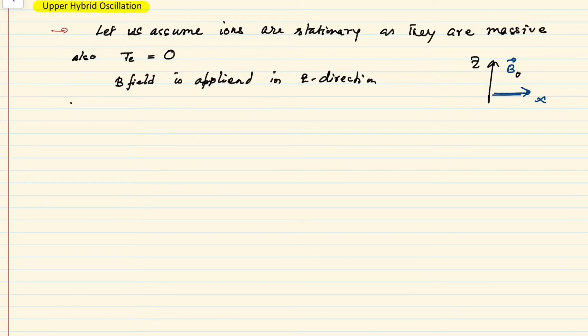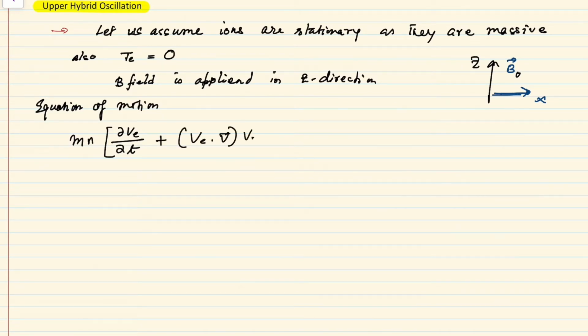The equation of motion of plasma fluid is given by mn, these symbols have the usual meaning as we have assumed in previous videos, del V by del t plus Ve dot del Ve is equal to minus en E plus Ve cross B, where B represents the magnetic field, which is applied in z direction. This is suppose equation number 1.